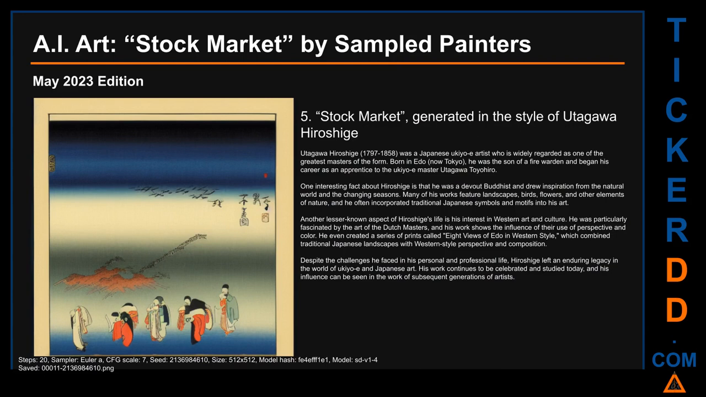Another lesser-known aspect of Hiroshige's life is his interest in Western art and culture. He was particularly fascinated by the art of the Dutch masters, and his work shows the influence of their use of perspective and color.